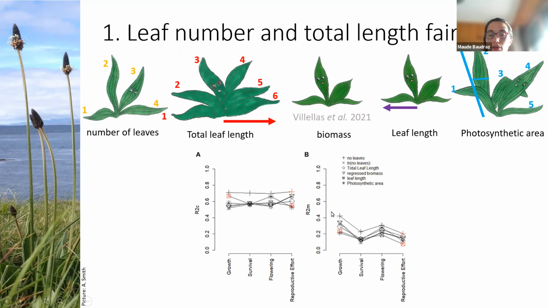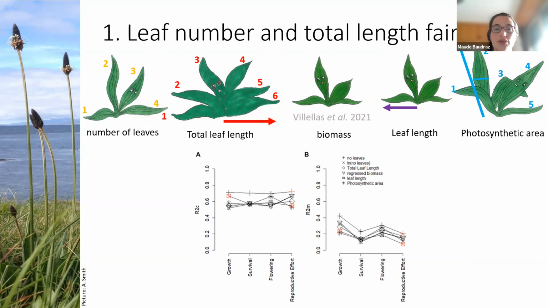And the number of leaves seems to perform fairly well for all the vital rates, bar a little bit of trouble with the reproductive effort. And the total leaf length was the second choice in the study. So number of leaves and total leaf length, which is the length of the longest leaf times the number of leaves, which is great because those 2 metrics are quite simple and they seem to perform well. So that was, to me, good news. That's all I wanted to skim through for this project.